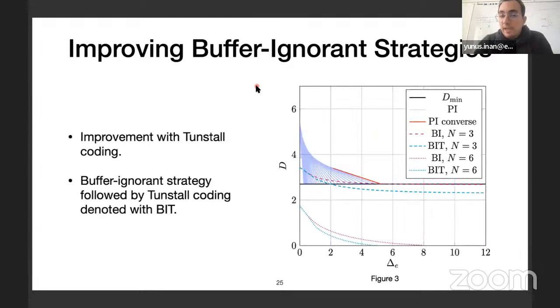And as one may guess, there's an improvement with Tunstall coding. So these blue curves correspond to the Tunstall improved version of the buffer ignorance strategies. And it's not a surprise that they improve.